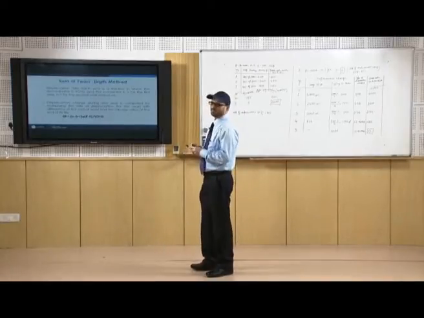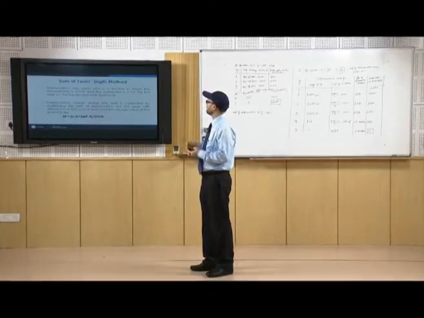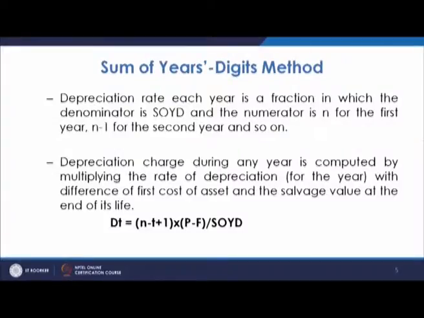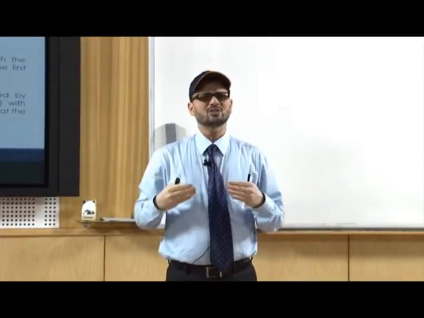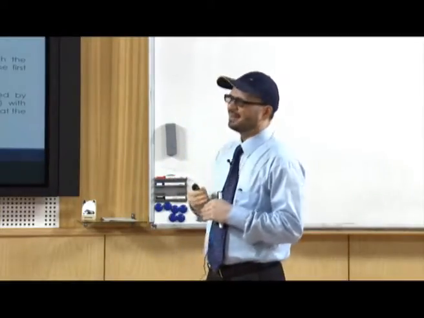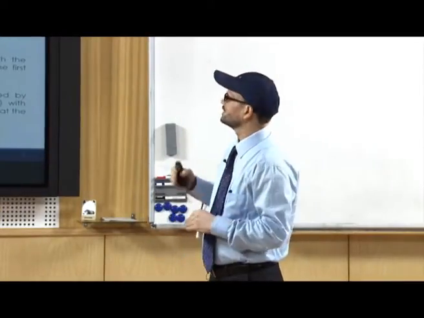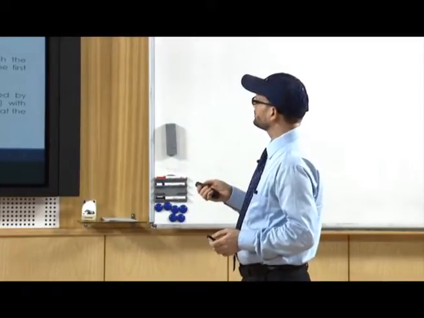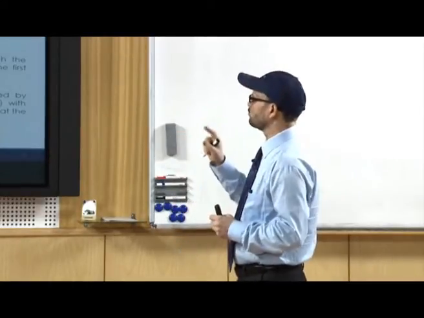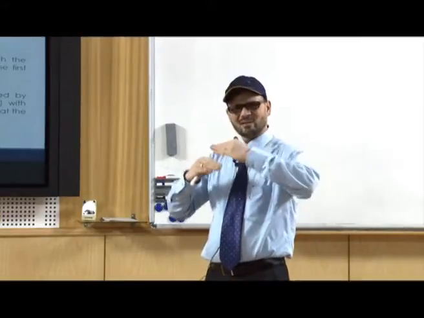Next, the method of depreciation which we will discuss is the sum of years digits method. It is also a type of accelerated method, where the depreciation charge during the early time is larger, and as we move ahead the charge of depreciation slows down, it decreases. In this case, sum of years digits means the sum of the number of years from 1 to that year is calculated, and that comes in the denominator.